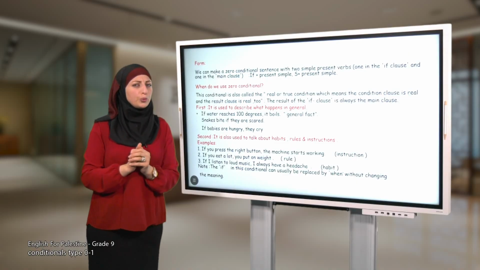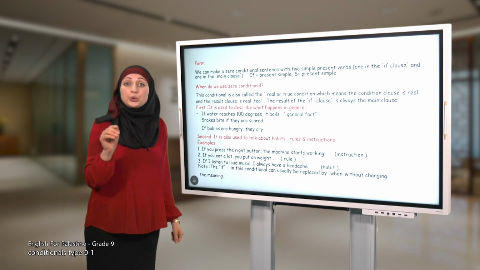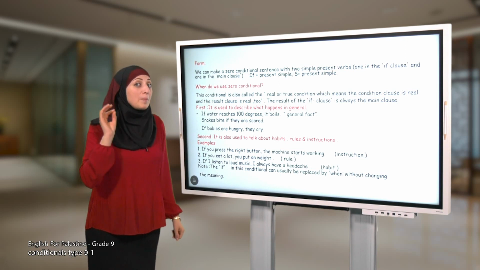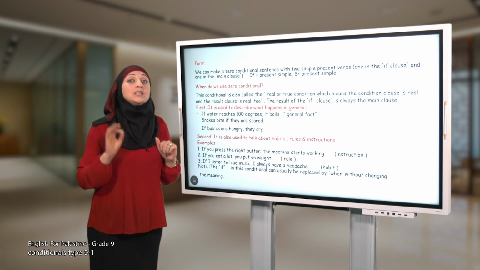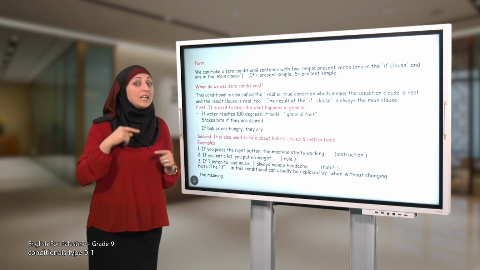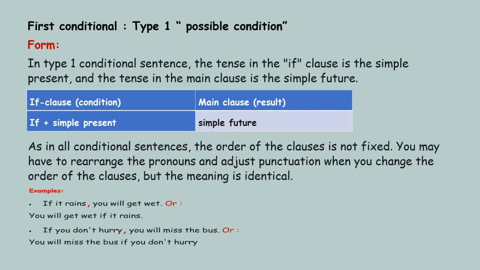A note for you. Instead of if in those sentences, you can use when and the meaning will stay the same. This is all about conditional type 0. Now, let's move to conditional type 1. According to this conditional, I'm talking about possible condition. If this happens, something else will happen. So, I have a rule for you.